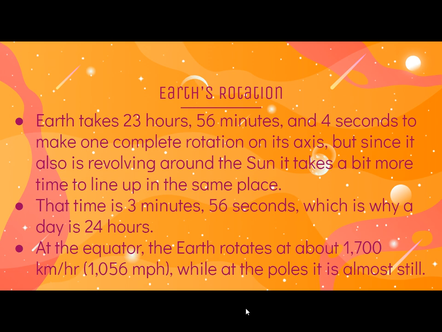To be mostly precise, it takes 3 minutes, 56 seconds to get myself recentered on the sun again. Well, if you add 23 hours, 56 minutes, and 4 seconds, and you add 3 minutes, 56 seconds to that, you get 24 hours. Which is why our day is 24 hours long. Kind of amazing.